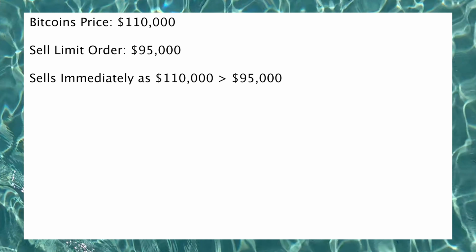They're two completely different things. Let me give you an example. Let's say Bitcoin is currently trading at 110K. If I place a sell limit order at 95K, it will execute immediately because 110K is a better price than 95K. A limit order just tries to sell at your price or better. And hypothetically right now, the market is already above 95K, so it fills right away.